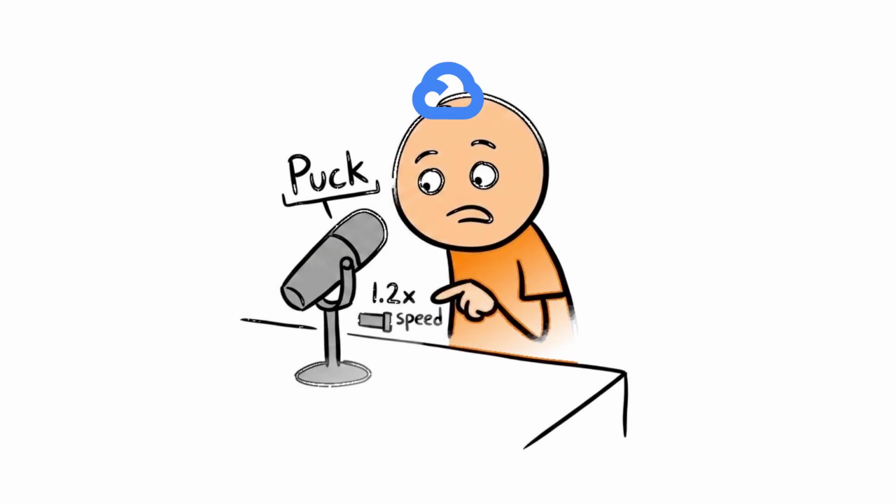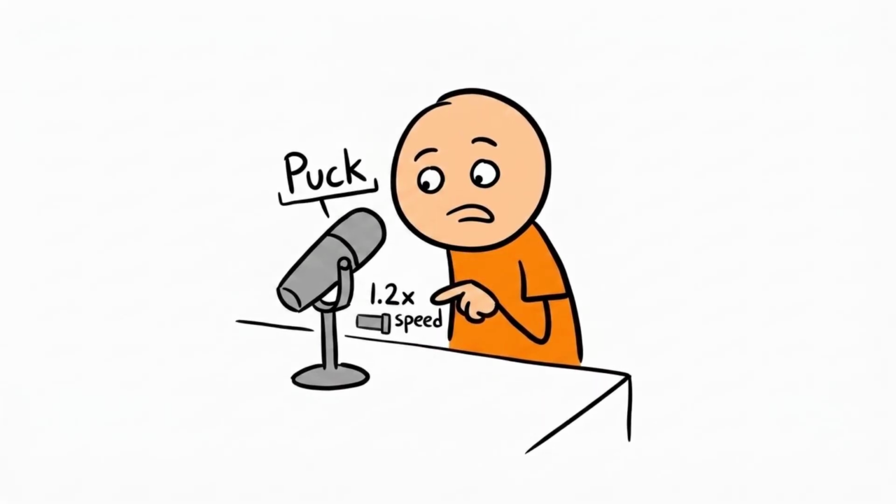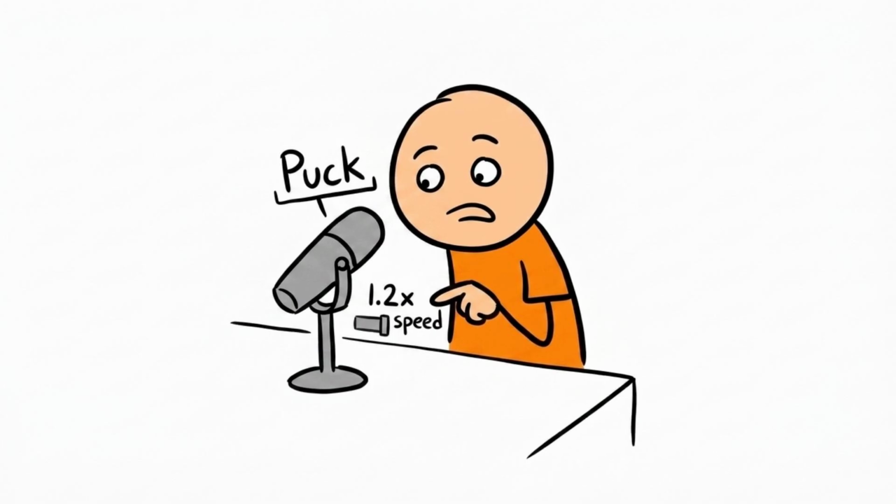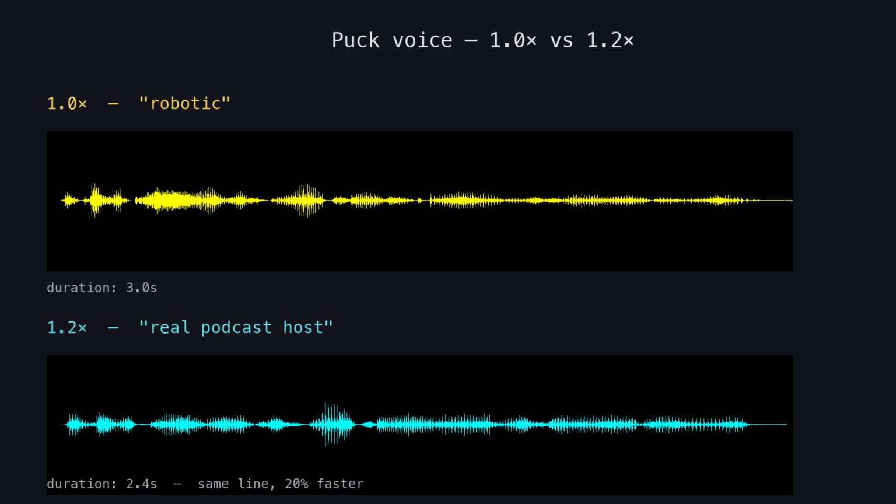Voice layer. Google Cloud Chirp3-HD text-to-speech. The voice called Puck, played at 1.2x speed. Default speed sounds like a robot. 1.2x sounds like a real podcast host.